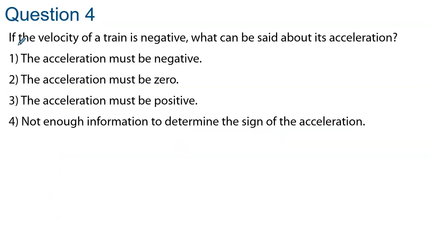Question 4. If the velocity of a train is negative, what can be said about its acceleration? 1. The acceleration must be negative. 2. The acceleration must be 0. 3. The acceleration must be positive. Or 4. Not enough information to determine the sign of the acceleration. Again, hit pause if you need time. I'll give you a couple of seconds. So the answer in here is 4. Not enough information to determine the sign of the acceleration.